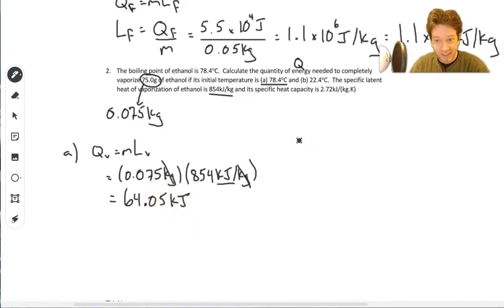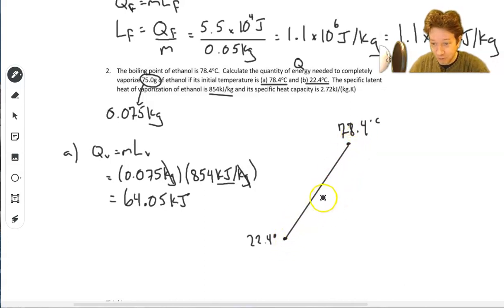So part B is a little different. It says its initial temperature is 22.4 degrees. That's not at the boiling point. So you have to go back and remember your heating curve. If you have ethanol here at 22.4 degrees, what we first need to do is bring it up to the boiling point of 78.4 degrees. So we need to heat it to that temperature. And that's a temperature change. So we're going to use the equation we learned yesterday, Q equals m c delta T.